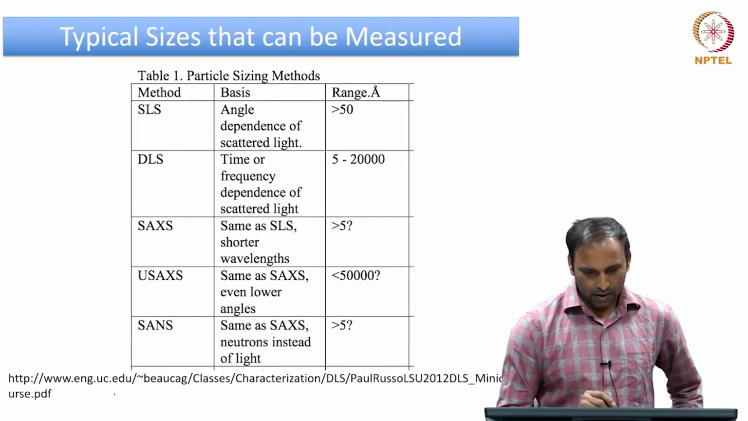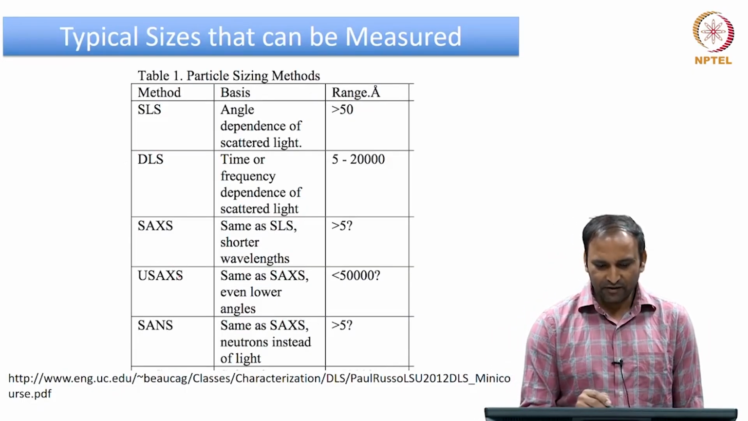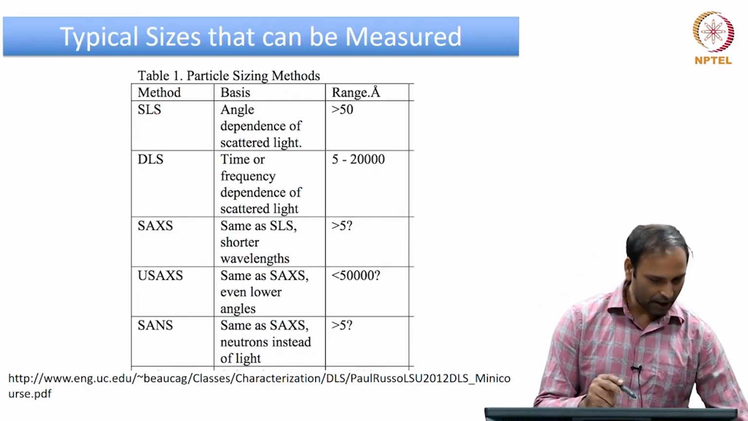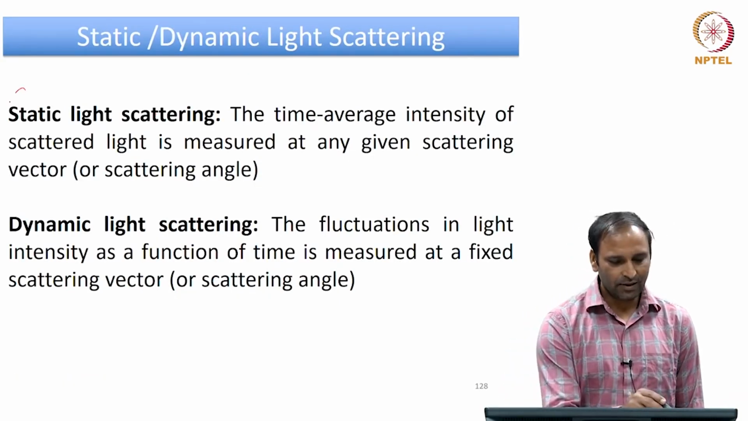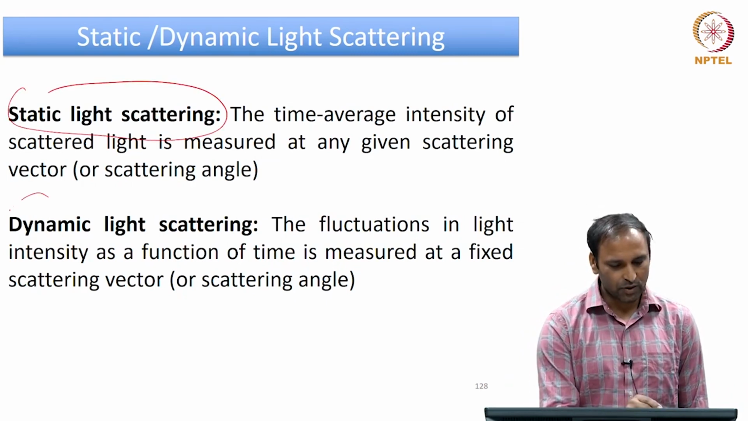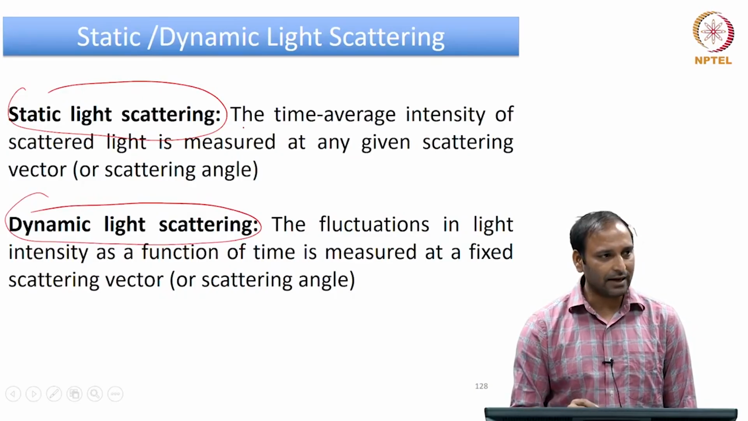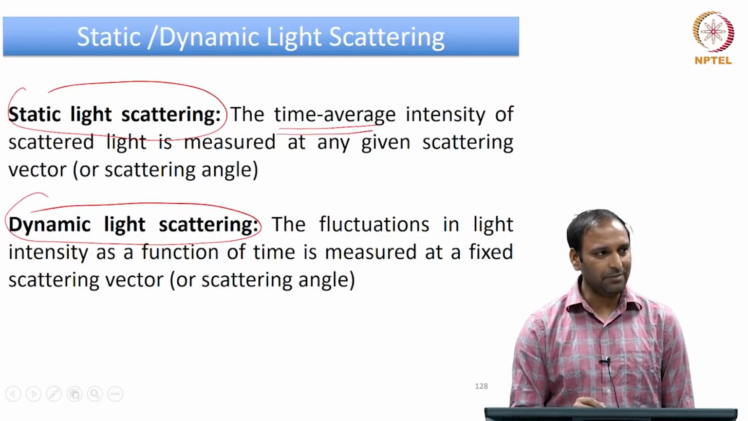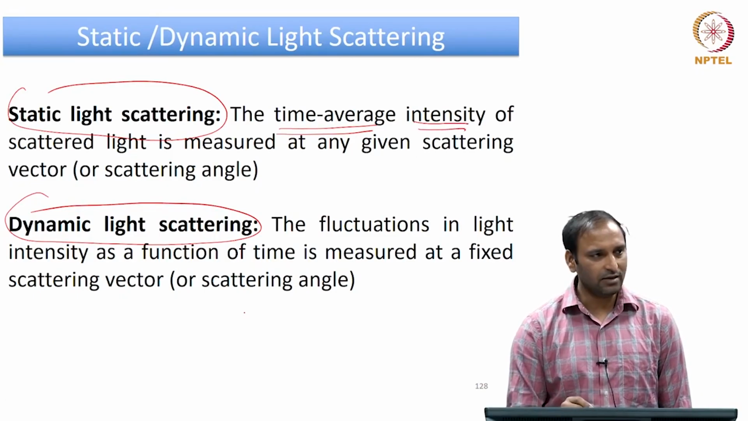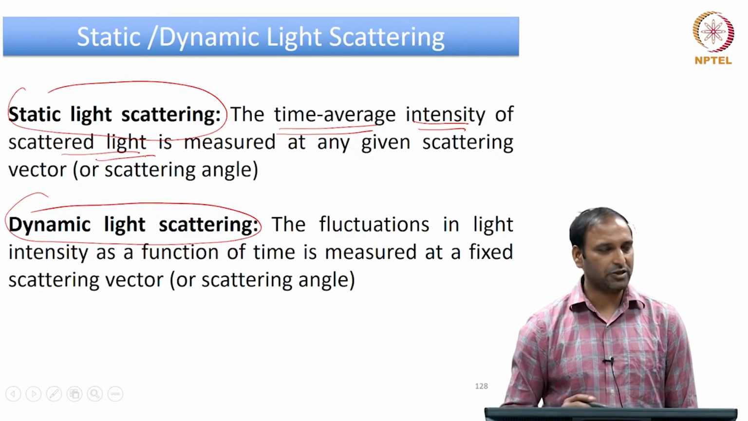Now, there are different types of scattering experiments that people do. We won't introduce these terms, but maybe I will come back here. One is what is called a static light scattering experiment. The other one is what is called dynamic light scattering. In static light scattering, what is measured is the time average intensity of the scattered light.